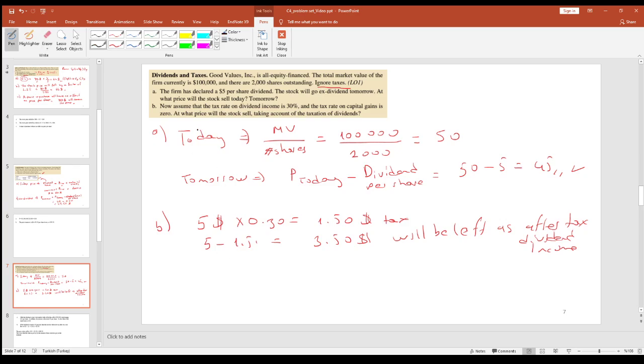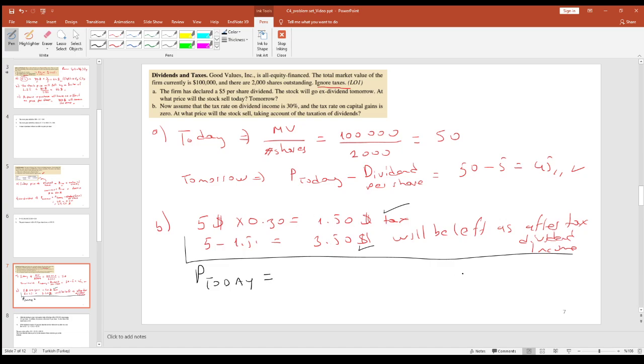Okay, so what is asked now? Assume that the tax rate on dividend income is 30% and tax rate on capital gain is 0. At what price will the stock sell, taking account of the taxation of dividends? So this is the amount of tax you should pay, and this is the amount of income you are going to gain after tax adjustment. So what is asked over here is what is the price today?